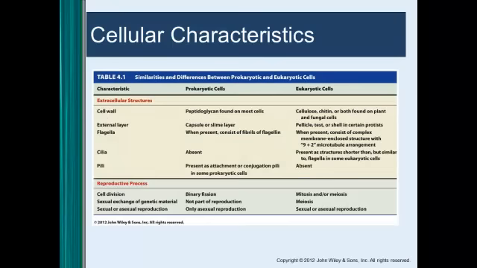And here's the continuation of this same table, looking at extracellular structures regarding things like the cell wall. For example, in prokaryotic cells, you have peptidoglycan found in most, whereas eukaryotes have cellulose, chitin, or both, found in plant and fungal cells. And then discussion of other structures like flagella, cilia, and pili. Likewise, the reproductive processes of both cells differ. Prokaryotic cells undergo binary fission, whereas eukaryotes undergo mitosis and/or meiosis. So again, use this as a useful study tool as you go through this chapter.